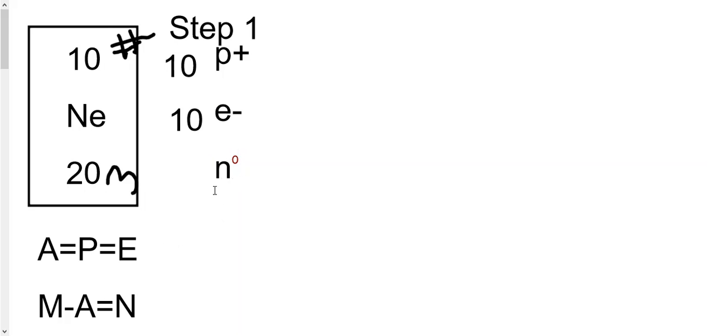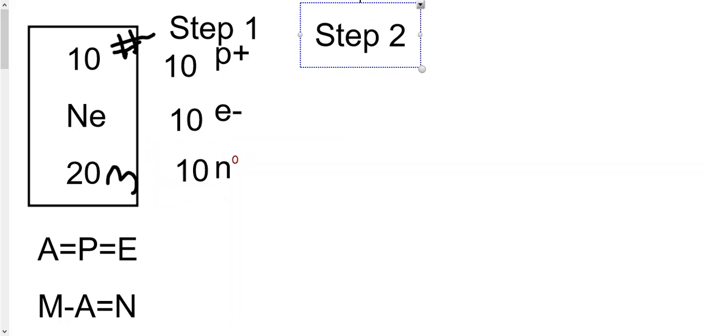Finally, the neutrons are a little bit trickier. That's where we're going to have to do a little bit of a subtraction problem. You see our mass is 20. That's our mass, minus the atomic number, which is 10. So 20 minus 10 results in 10 neutrons. So step number one is to find the number of each of the subatomic particles: how many protons, how many electrons, and how many neutrons. Then we'll move over here to step two.